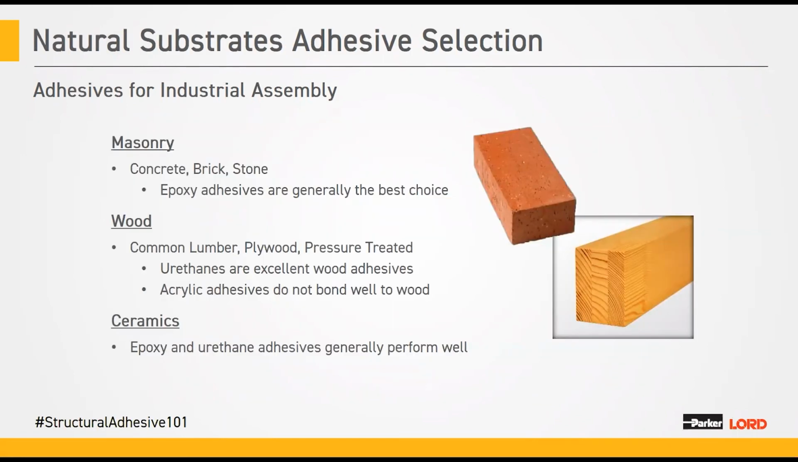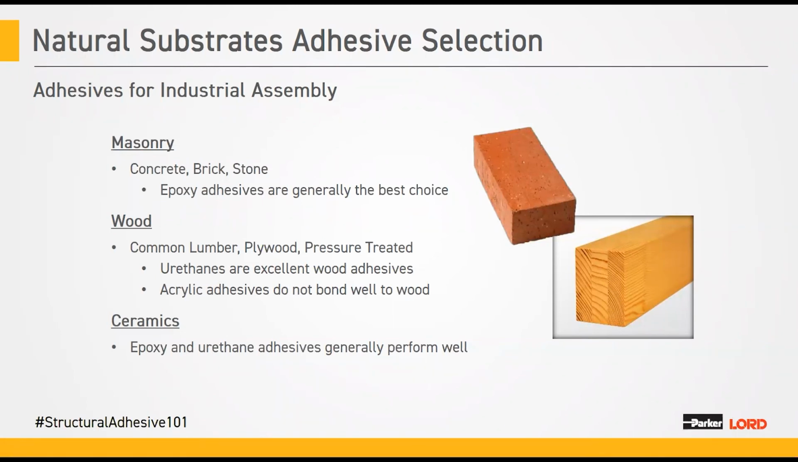Natural substrates, just briefly explaining, these are the materials that you might see as masonry, not exactly a natural one, but we categorize it because it falls under stone, so concrete, brick, or stone. Epoxy adhesives are oftentimes the best choice, as many times these things are exposed to the environment, and epoxies have one of the greatest environmental resistances out there.